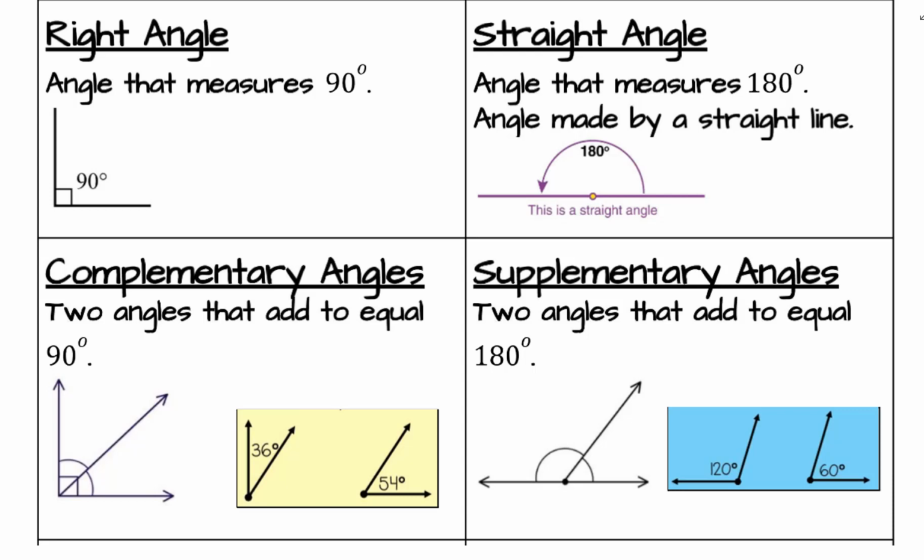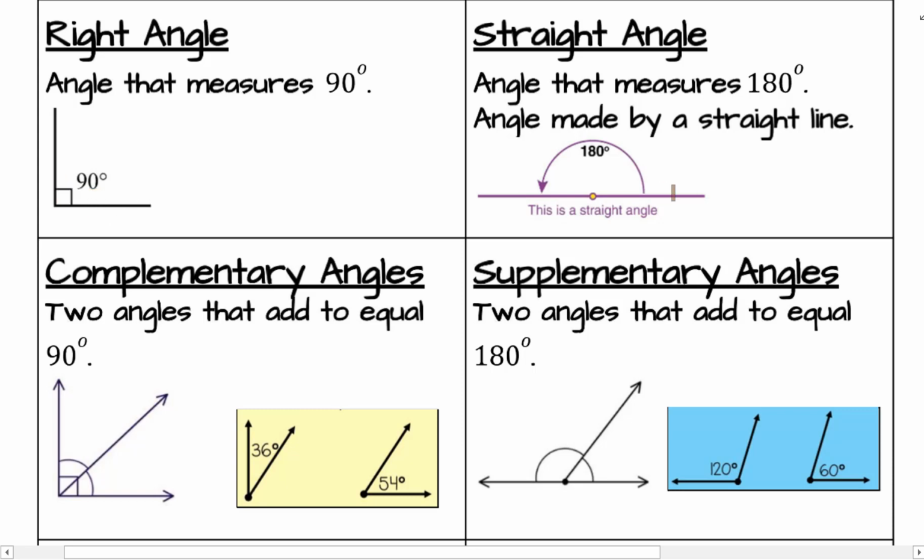A right angle is one angle that measures 90 degrees. Oftentimes, you'll see this little square or box to represent a 90-degree angle. Anytime you see this box, you automatically know this angle measures 90 degrees.